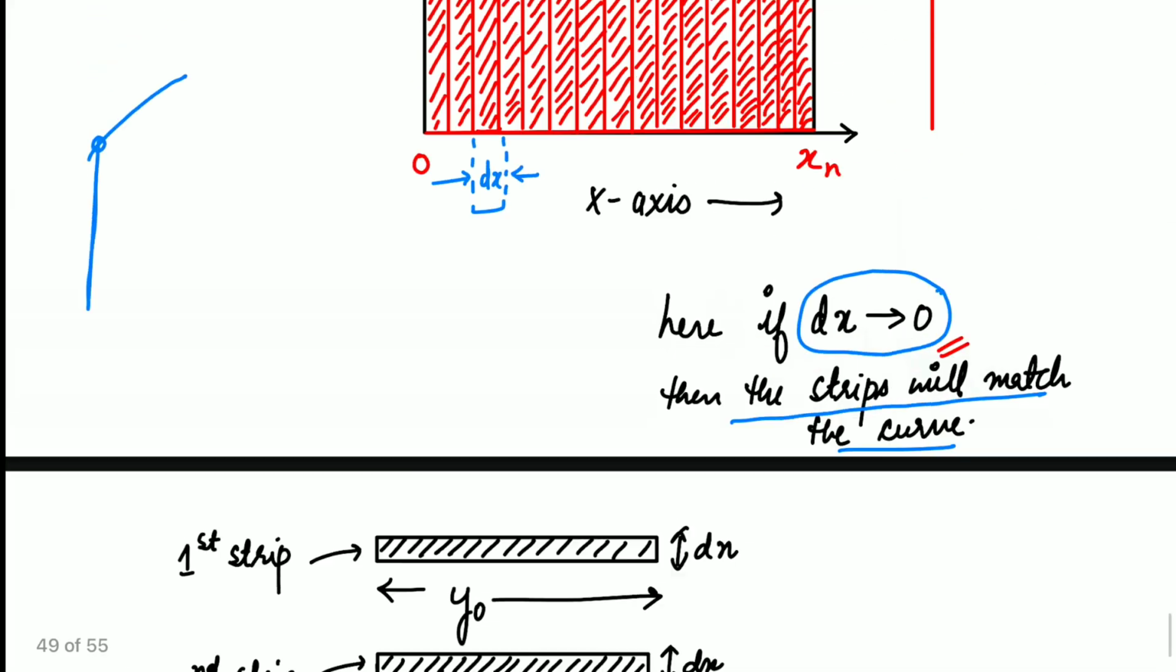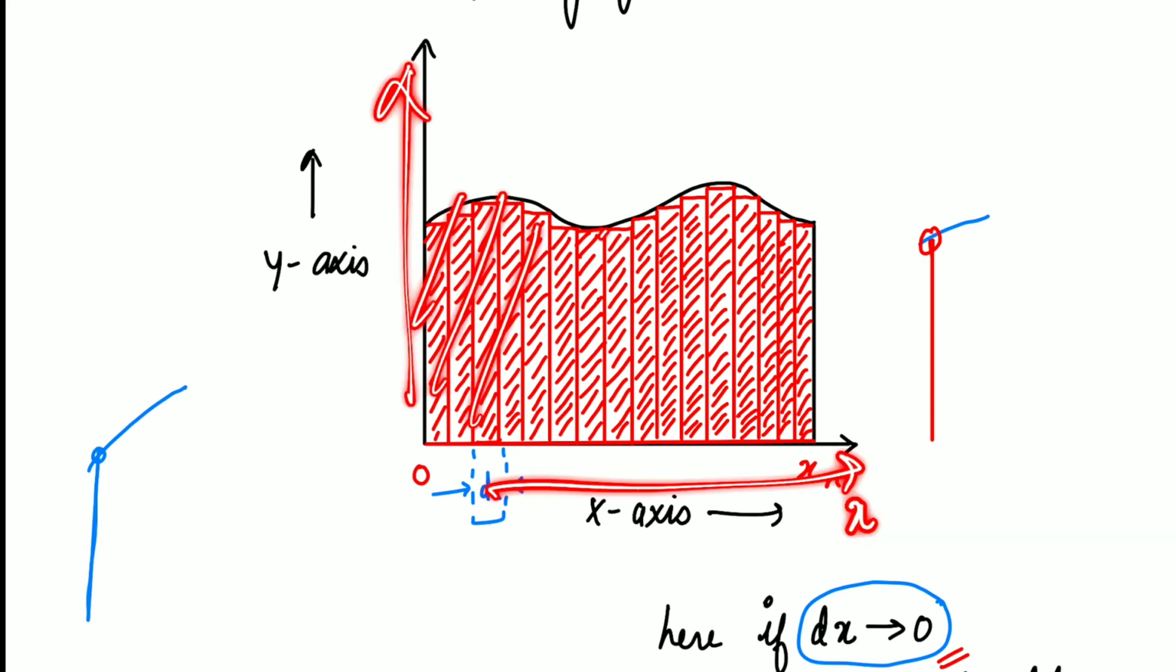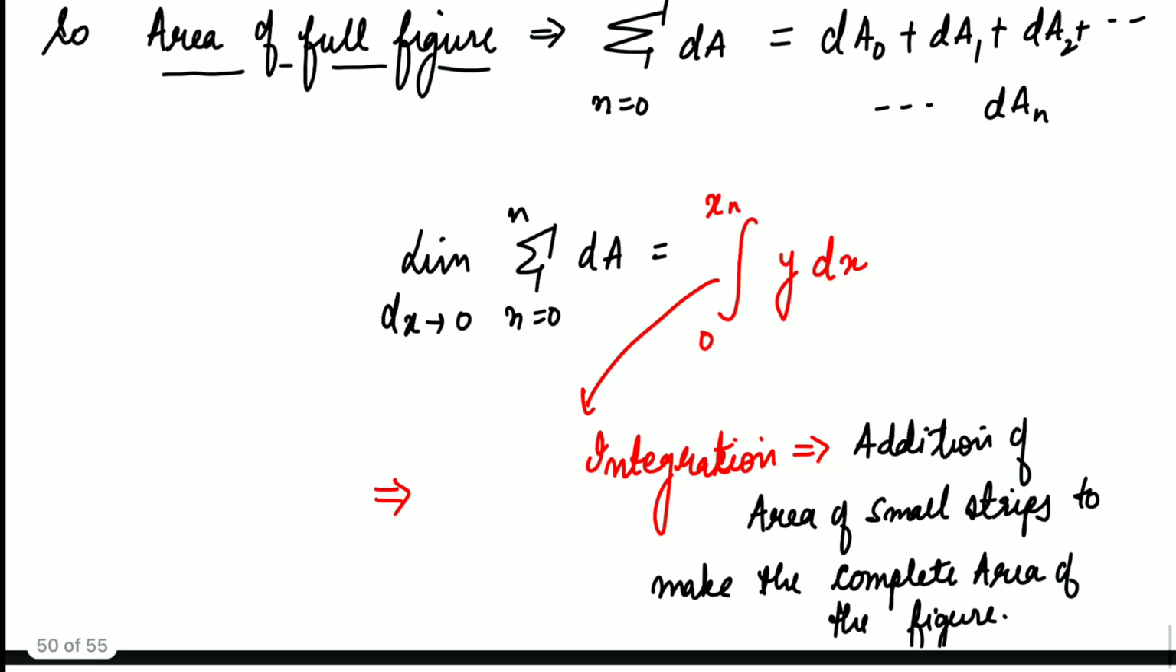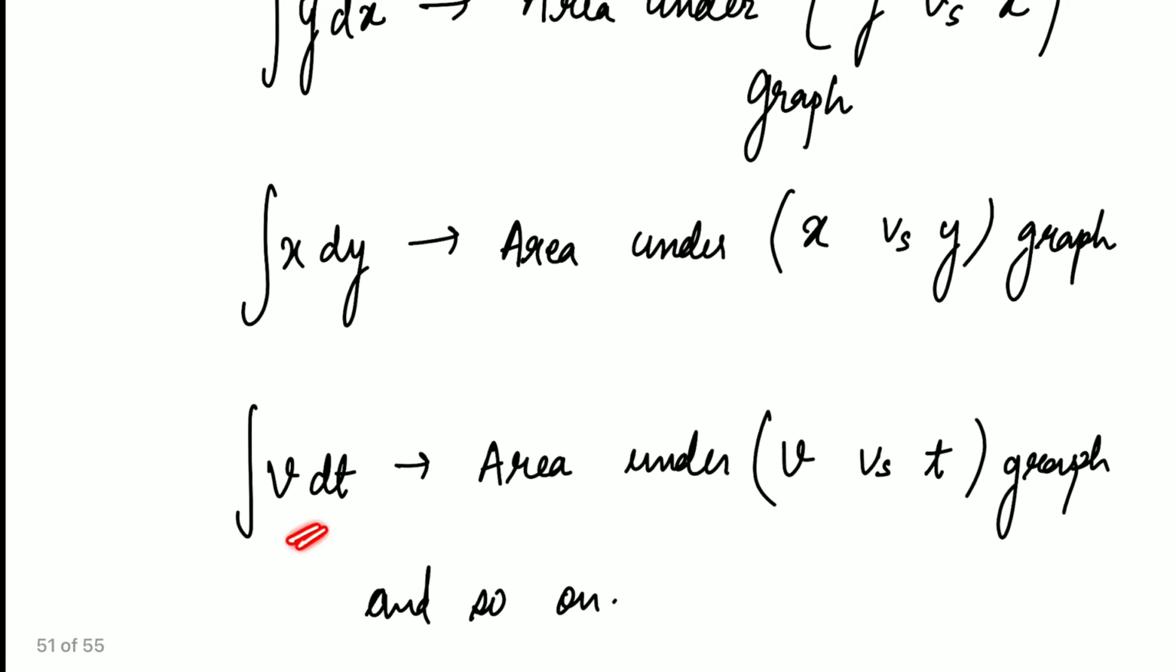You guys can see this was your graph, this was your y-axis, and this was your x-axis, and the area under your y versus x graph is what your integration is. Can you guys understand that? Yes. Okay, so y dx means the area under the y versus x graph. What about x dy? x dy will be simply the area under the x versus y graph. Pretty simple, right? What is v dt? v dt is the area under the v versus t graph.